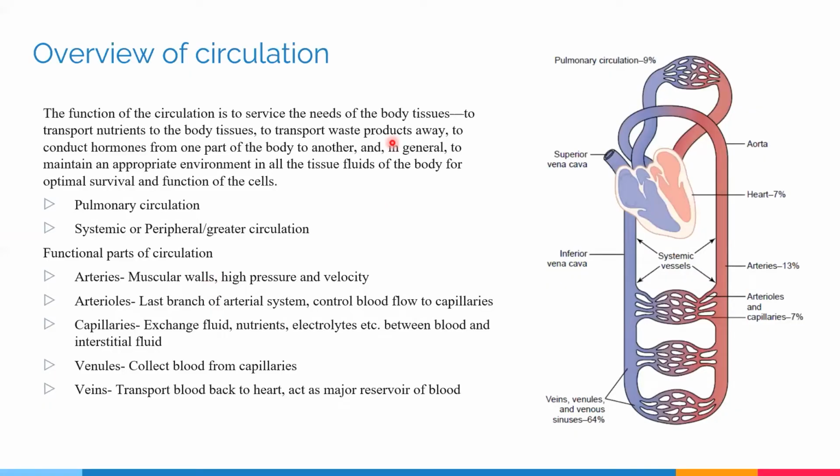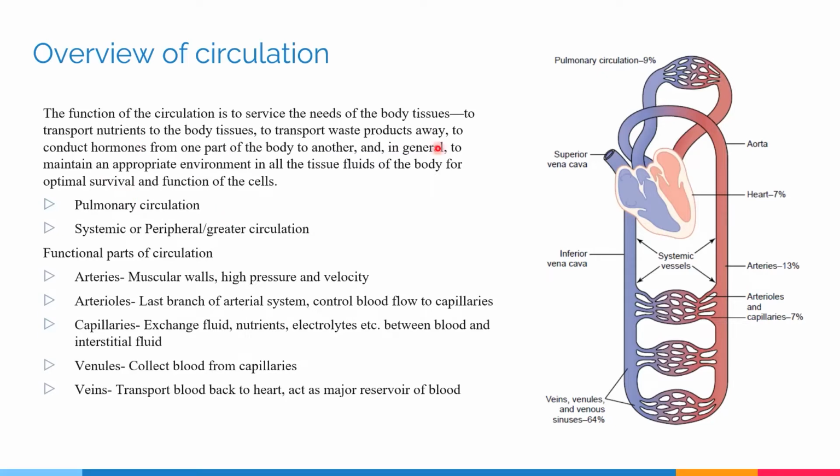First off, we have an overview of the whole process of circulation. As we can see in this particular simplified diagram, we have the heart as well as all the other blood vessels shown as a schematic right here. The function of circulation is to service the needs of the body tissue, to transport nutrients to the body tissues, and to transport waste products away from these body tissues to proper places where they can be excreted, to conduct hormones from one part of the body to another, and in general, maintain an appropriate environment in all tissue fluids of the body for optimal survival and function of the cells.